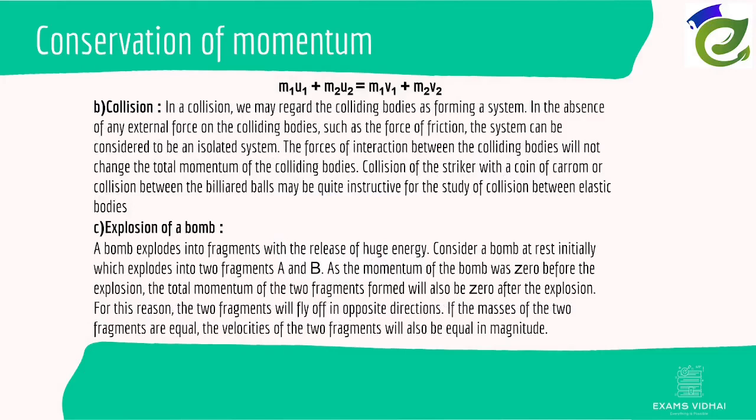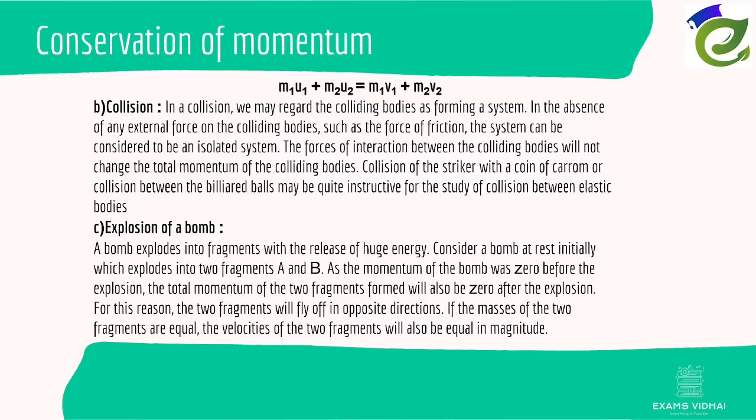Now collision. We already know that in an elastic collision, the momentum before collision is equal to the momentum after collision, and that's what is mentioned here. In the absence of any external force on the colliding bodies, such as force of friction, the system can be considered to be an isolated system. In an isolated system, the forces will not change the total momentum of the colliding bodies. Therefore, our law of conservation of momentum is satisfied. For example, the collision of a striker with a coin in carom or the collision between billiard balls may be quite instructive in the study of collision between elastic bodies.